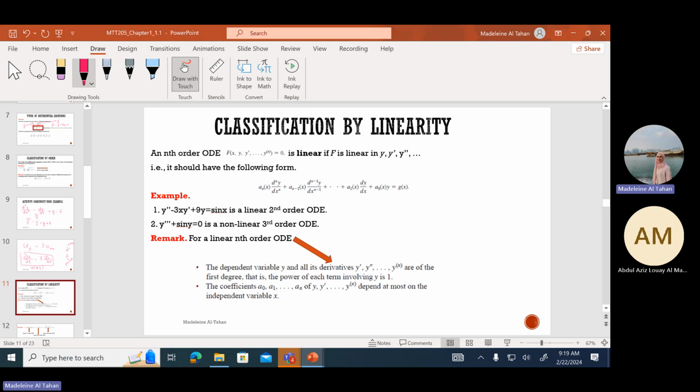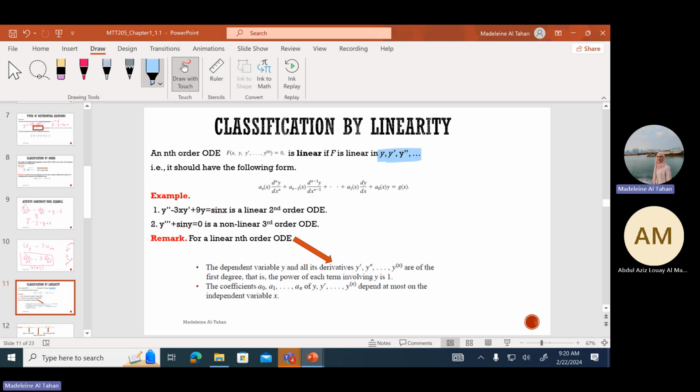So what do we mean by linearity? It should be linear in which variables? Just in y. Do I care about x? I can have x squared. I don't mind. If I have y prime equal x squared, it's still linear. But if I have y prime equal y squared, is it linear? No. Why? Because the power of y is 2. Okay.